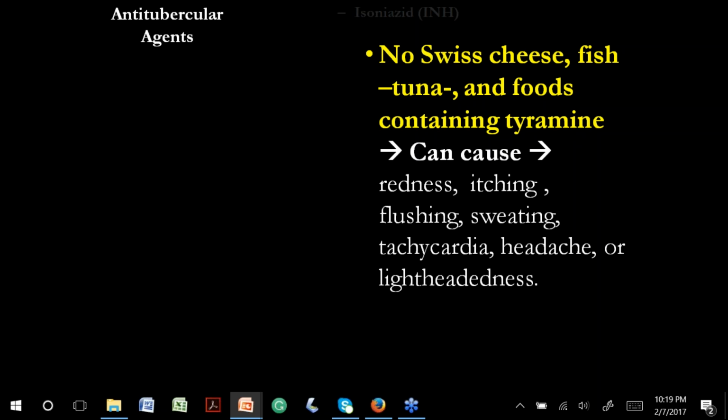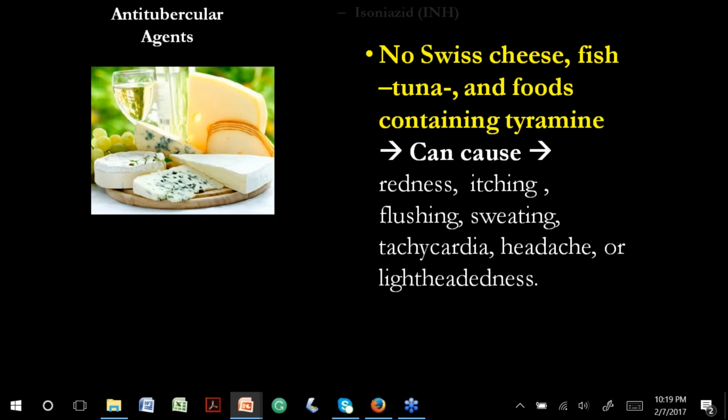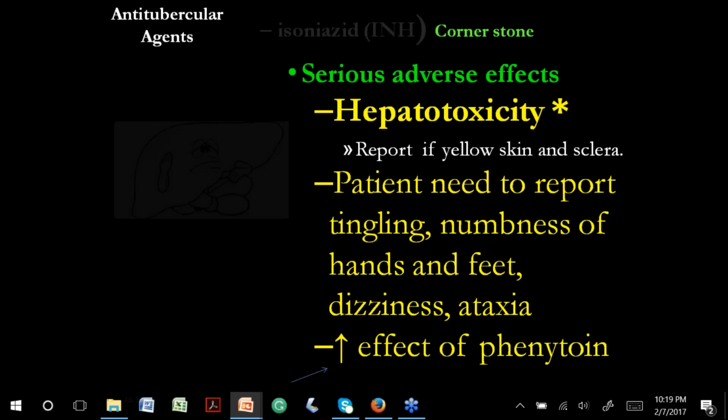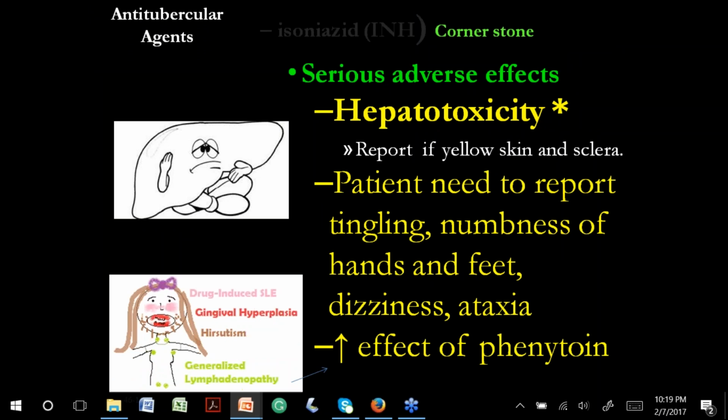Returning to tuberculosis. So please, no Swiss cheese, fish, tuna, or foods containing tyramine. Okay? Tyramine is a product of tryptophan. Tryptophan is an amino acid. Okay, so again, we are talking about isoniazid and hepatotoxicity, right? Hepatotoxicity everywhere, with all these medications. All right, so here we have the patient education: if you have tingling, numbness, okay, paresthesias, right?